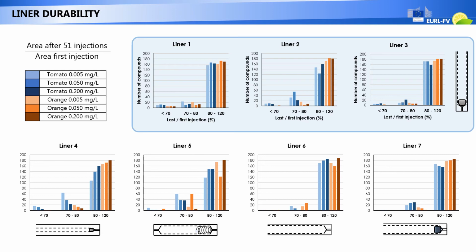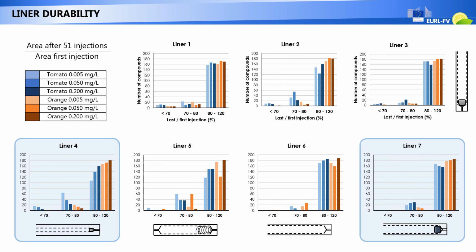Blue bars represent tomato and orange bars, orange matrix. Remember that the only difference among liners 1, 2, and 3 was the manufacturing company. The performance of liners 1 and 3 was very similar, whereas liner number 2 provided a shorter durability in tomato matrix. The deactivation procedure employed by one of the companies might be related to the loss of sensitivity of certain compounds. Similar trends were observed for liners 4 and 7, number 4 having smaller internal diameter and number 7 with glass frit instead of glass wool.